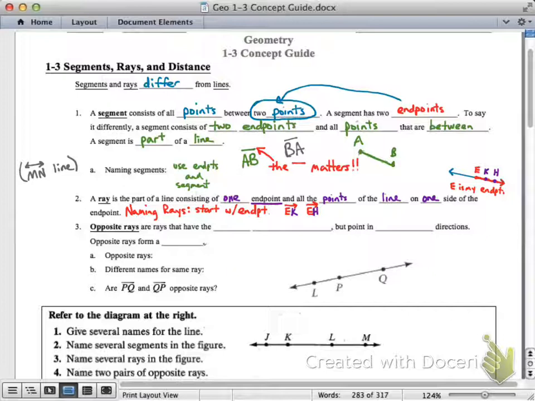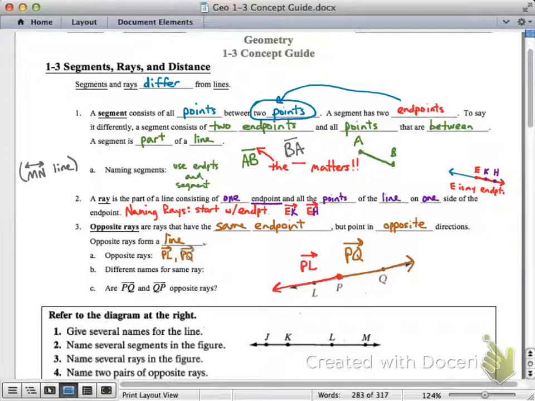All right, back to opposite rays. If we look at this line that's given for us here, opposite rays have the same endpoints, but point in opposite directions. Okay, so here is ray PQ. Well, if we have ray PQ, it starts at P. What would an opposite ray be? It's going to go the other way, ray PL. So opposite rays, if you put them together, you see how PQ goes this way, PL goes this way. If you put them together, we got this line. Opposite rays form a line. The key to opposite rays is they have to have the same endpoint.